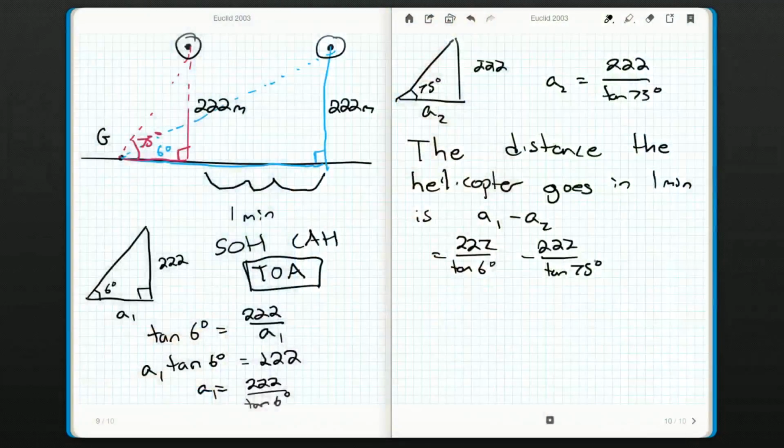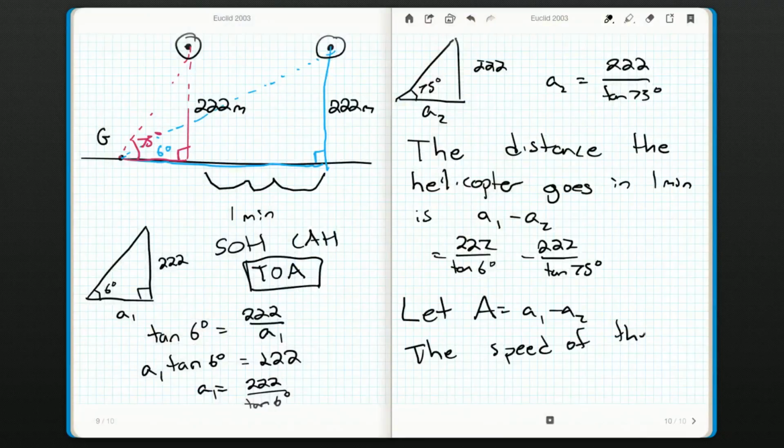So I think I'm going to leave it like this for a moment, and just call it capital A. Give that a name, capital A. So let A be A1 minus A2, the difference between those adjacents. So that's the value we're going to look for. The speed of the helicopter, this constant speed, is the distance A over the 1 minute.